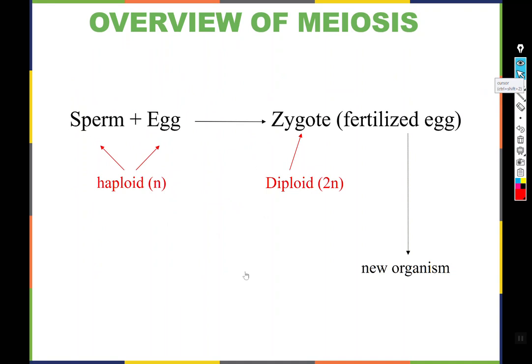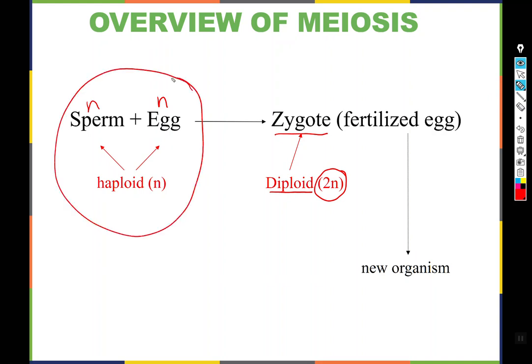So here's an overview of meiosis. Gametes combine, so one N each. That's not really communicated very well on this slide, so let's add. Sperm has one N, it's haploid. Egg has one N, it too is haploid. When they combine, the N's come together to form two N's, making the zygote, which is the first cell of a new individual, diploid. And hopefully, assuming everything goes well, that fertilized egg will develop into a new organism. But in order for this to happen successfully, you've got to make these and make them correctly. So meiosis is how you make these.